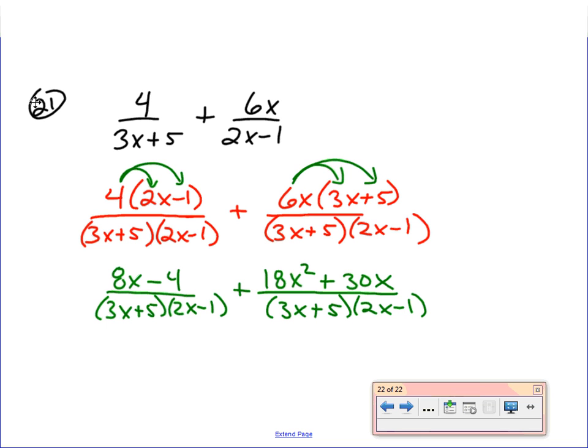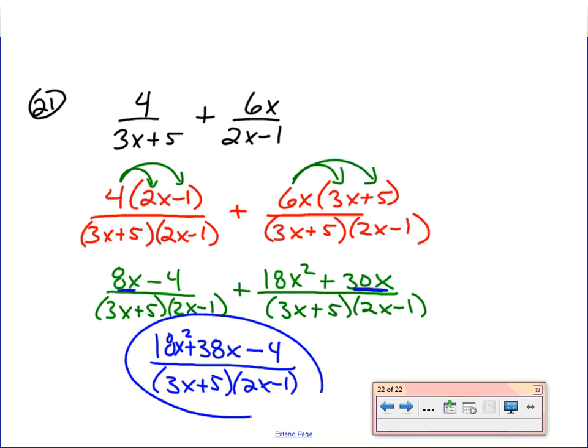Okay, now that we have common denominators, we can go ahead and add up our like terms. So this 8x right here, I'm going to add it with this 30x over here. So 8x and 30x make what? 38x, positive 38x. I've also got 18x squared that I cannot add with anything. And I've also got this negative 4 that can't be combined with anything. And of course the denominator is still the same: 3x plus 5 over 2x minus 1. And there we have it. That's your answer, number 21.